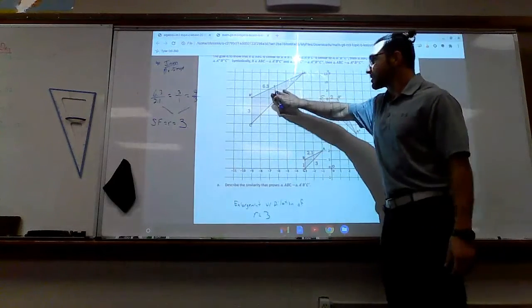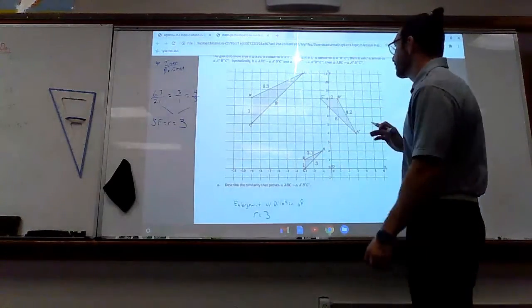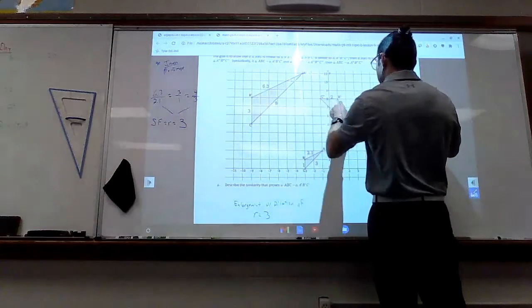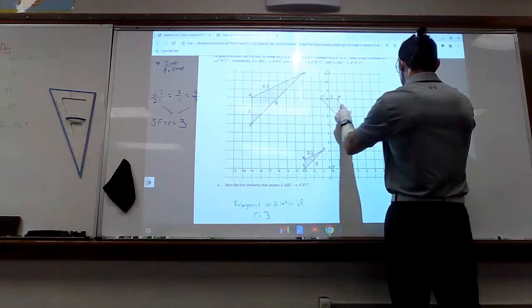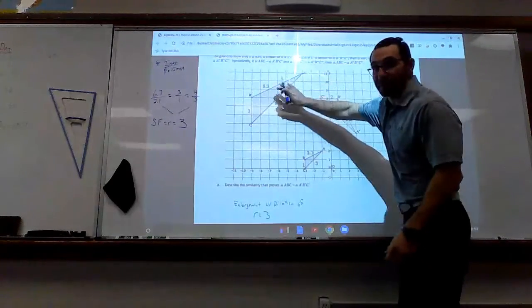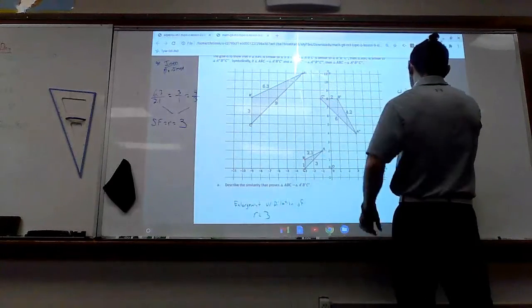Okay. So this is my pre-image. This is my following image. So AB is 6.3. AB is 4.2 divided by 6.3. Why? Because this is my image. This is my pre-image. We're going from the pre-image to the image.